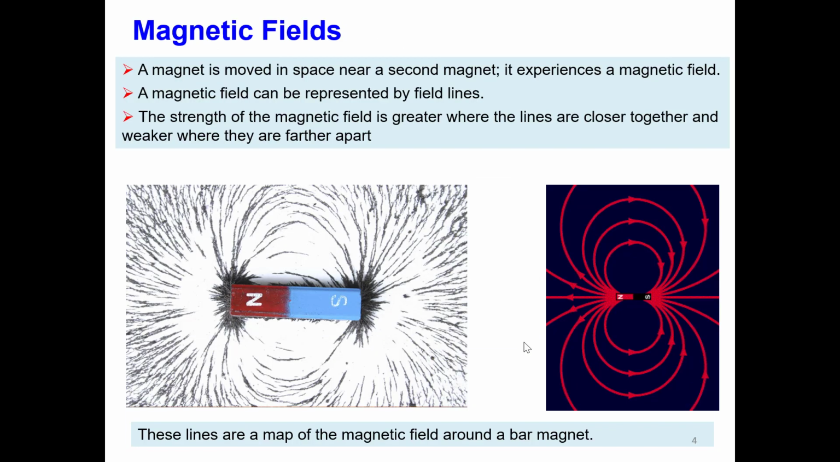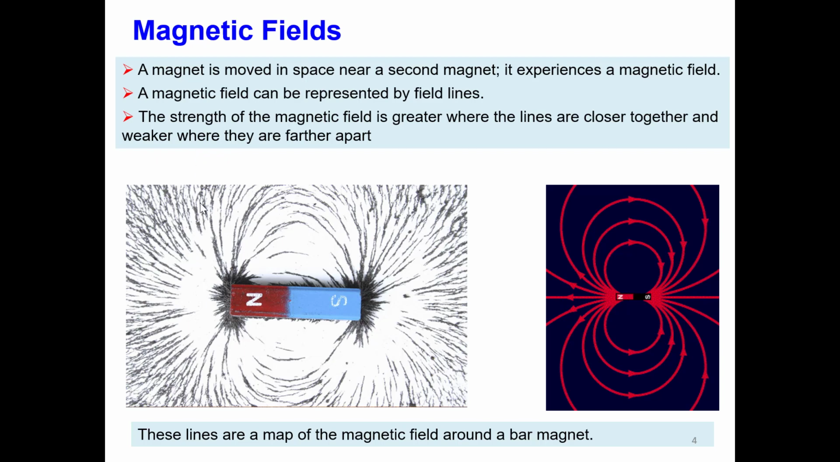Similarly to the electric field, magnets change the space around them. If we move a magnet in a space near a second magnet, it experiences a magnetic field. The magnetic field can be represented by field lines. In this picture, we can see the field lines formed by the iron filings.